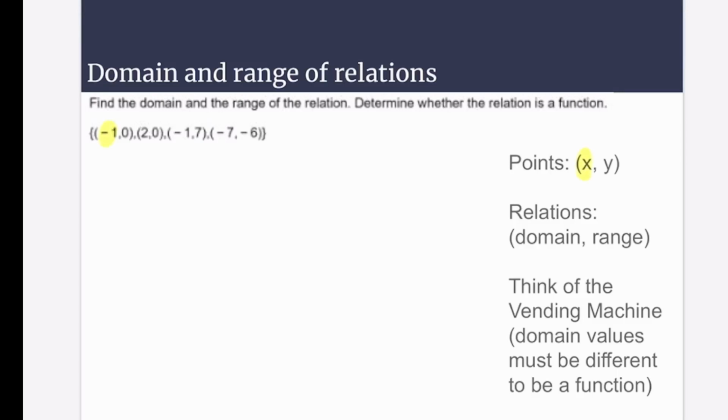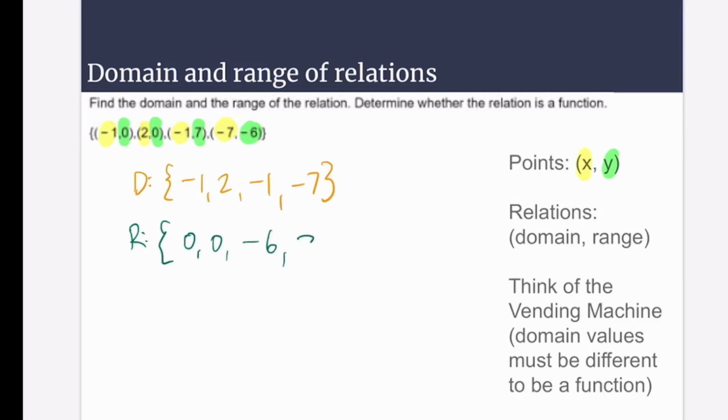The first values are -1, 2, -1, -7. Sometimes you see questions written like this where they'll say the x value or the domain is -1, 2, -1, -7. And then same thing for the y: 0, 0, 7, -6. So the range, sometimes you'll see written like that. And it will say 0, 0, -6, 7.